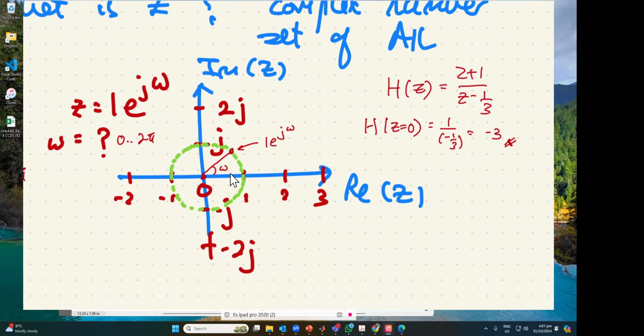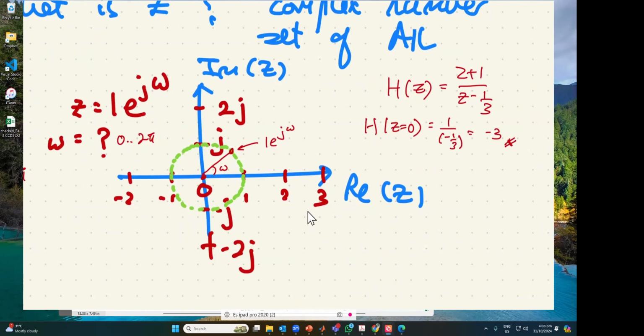And you can plug in any complex number. I mean, you can plug in j, then it's 1 plus j divided by j minus 1 third. Then you get some complex number here. You can plug in any values here, and then you finally say, I can shade this H of z. That's what H of z is. H of z is nothing but a surface on the z plane with complex numbers.